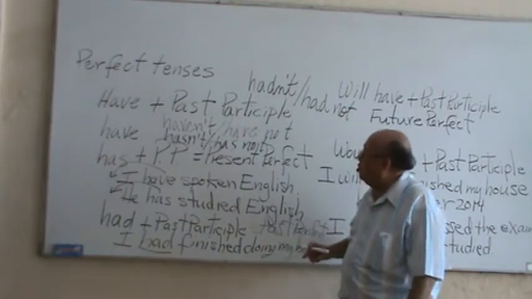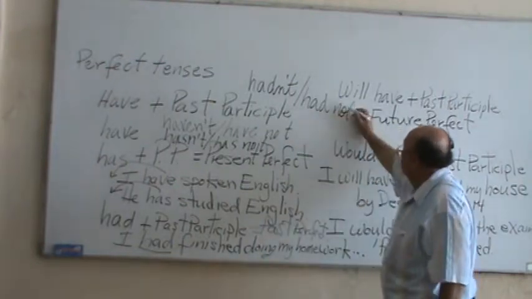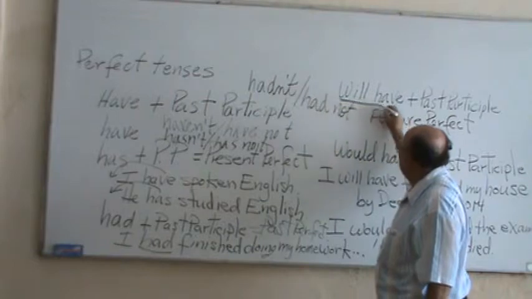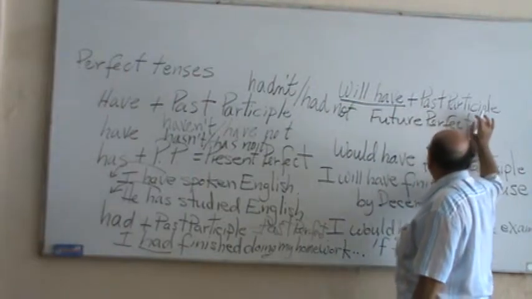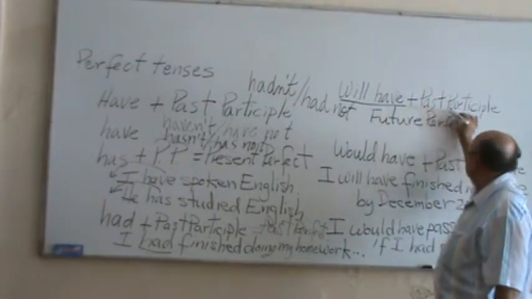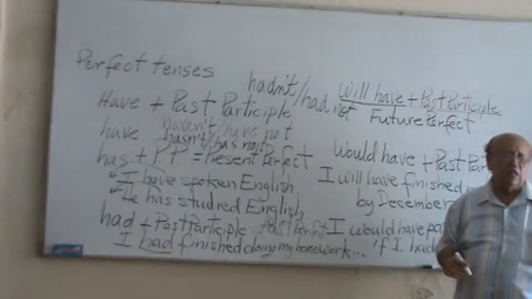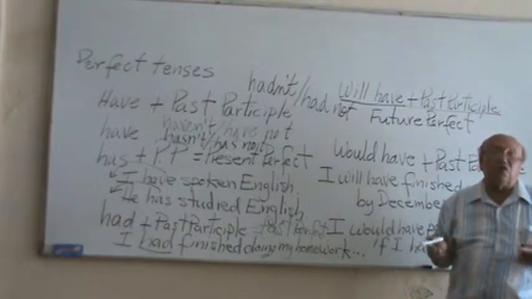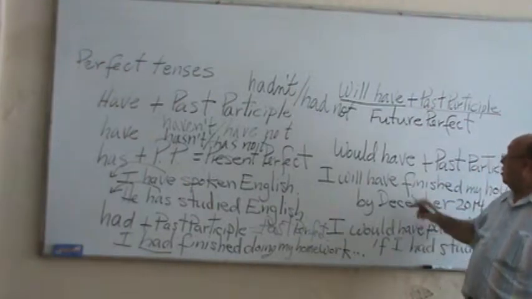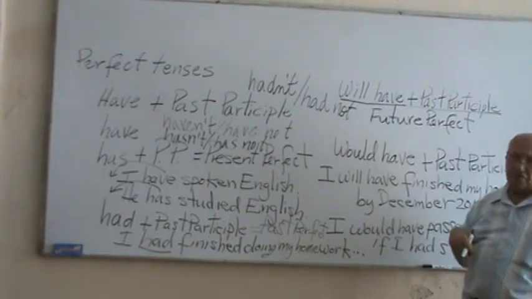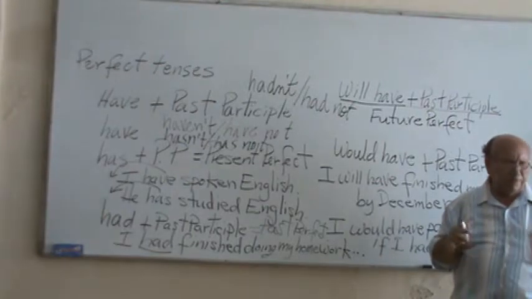The other combination is will have plus past participle. Okay? Will have plus past participle is used for the future perfect. For the future perfect. Okay?